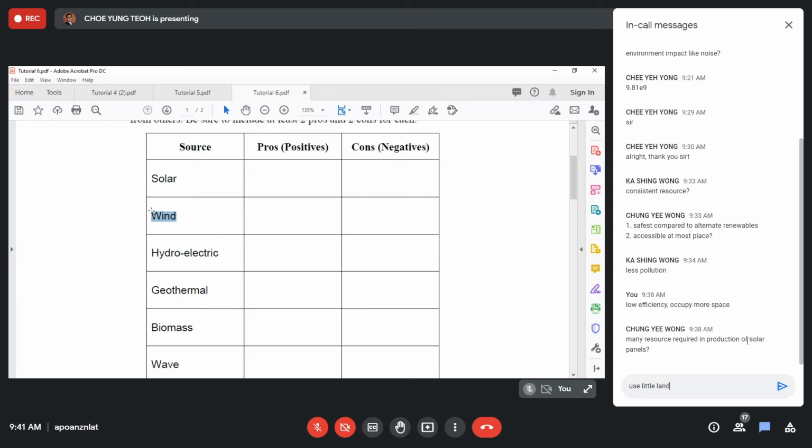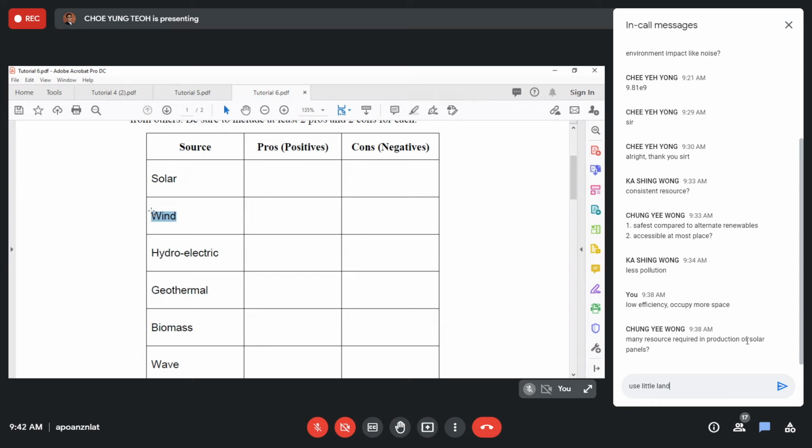Okay, and then the good thing about wind is the land below can still be used. It occupies very little land, so the land below can still be used for plantation. So actually the effective land usage is very small. Okay, what else about wind? Advantage, zero emission. I think yes. There's no air pollution at all because there's no combustion, no emission.